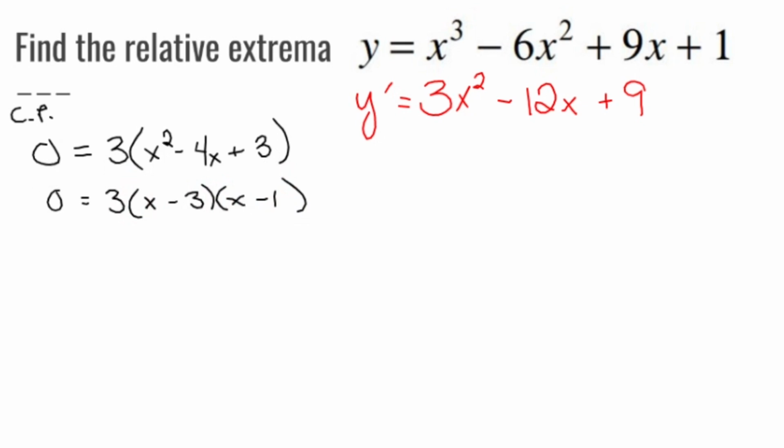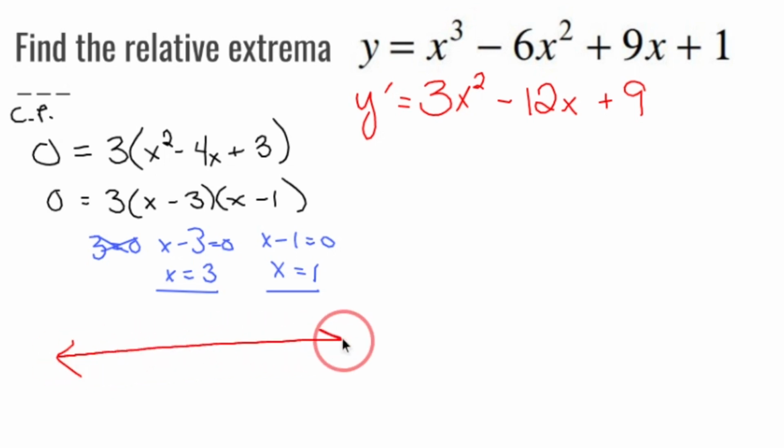Now, if 0 equals a bunch of factors multiplied together, I can use the zero product property and set each factor equal to 0. So 3 equals 0 means nothing. X minus 3 equals 0 means that I will have plus 3, you get 3. If I have x minus 1 equals 0, plus 1, you get 1. So my critical points are going to be where x is 3 and where x is 1. This is where my line should change from increasing to decreasing, decreasing to increasing, so on and so forth.